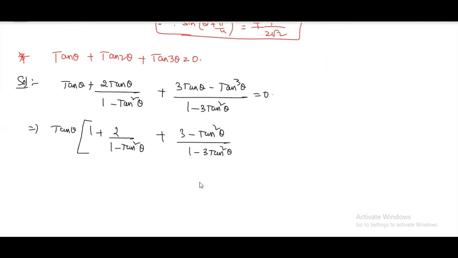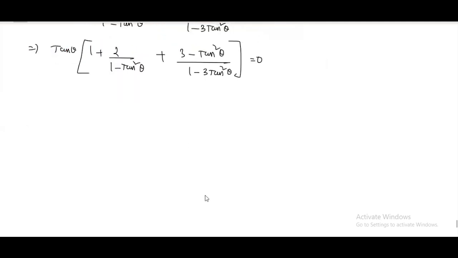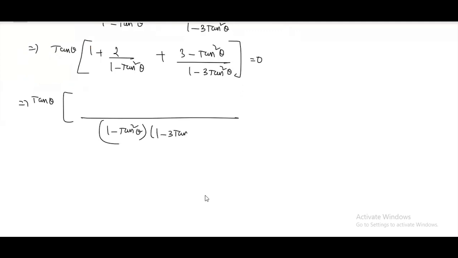1 minus 3 tan square theta is equal to 0. So from here, I can take tan theta into, if I take the LCM of the denominator, I'll get 1 minus tan square theta into 1 minus 3 tan square theta. So here this 1 will be multiplied with both.